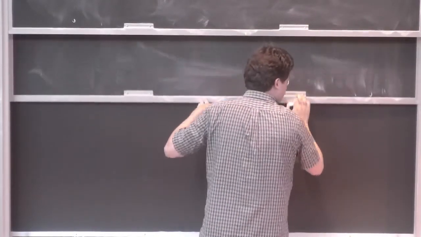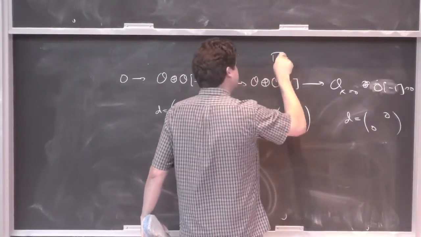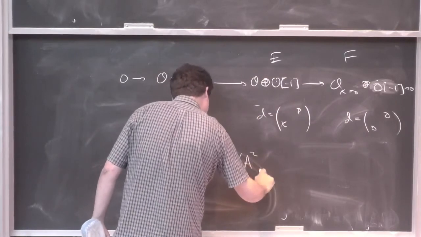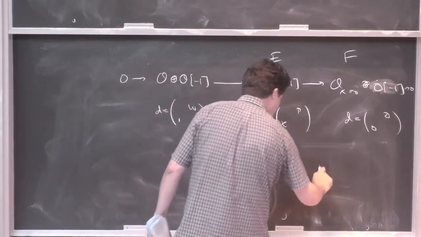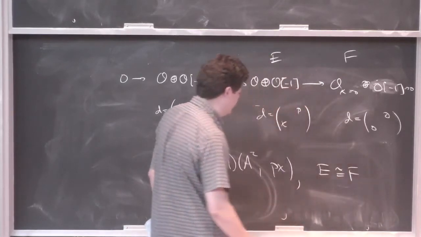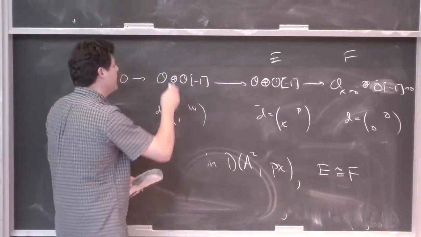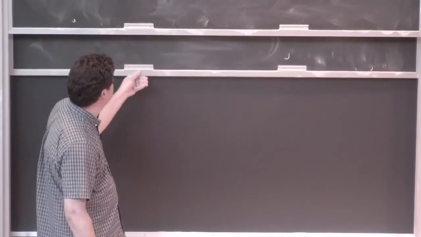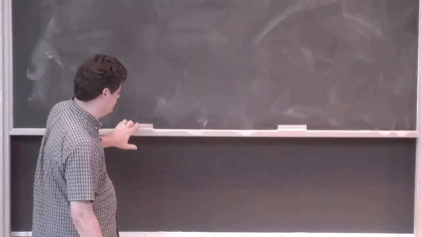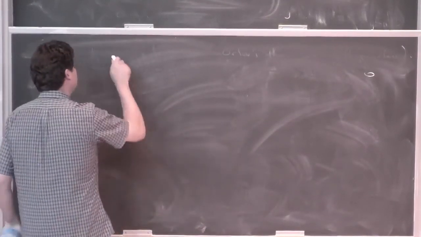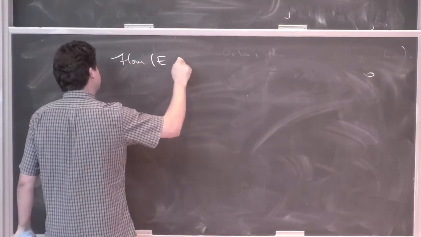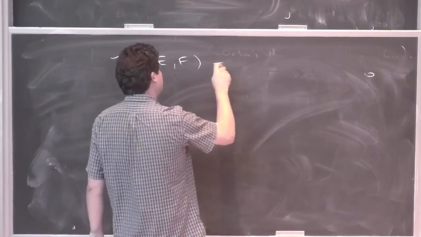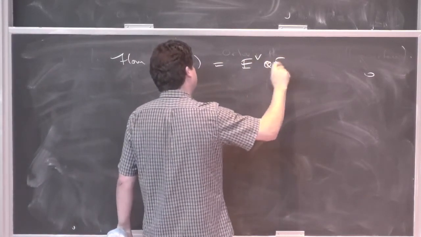So actually, let's give these names. Sorry to the cameraman. Let's call this E and call this F. So in the derived category of A2 with the superpotential, E is quasi-isomorphic to F. It is isomorphic to F because this is contractible. So let's compute sheaf Hom from E to F, which we could also call E dual tensor F.